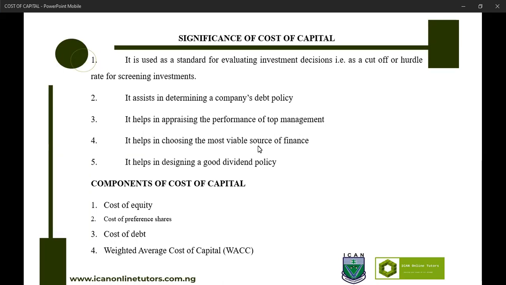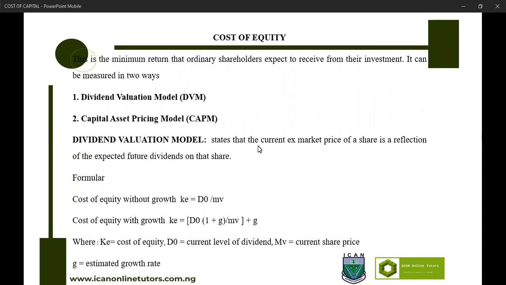This will measure the average of the two sources of finance, or any other sources of finance, which can be classified under equity or debt. So the average between the equity and the debt sources of finance is what is known as the weighted average cost of capital. So we are going to be taking a look at each of these components. The first one is cost of equity.